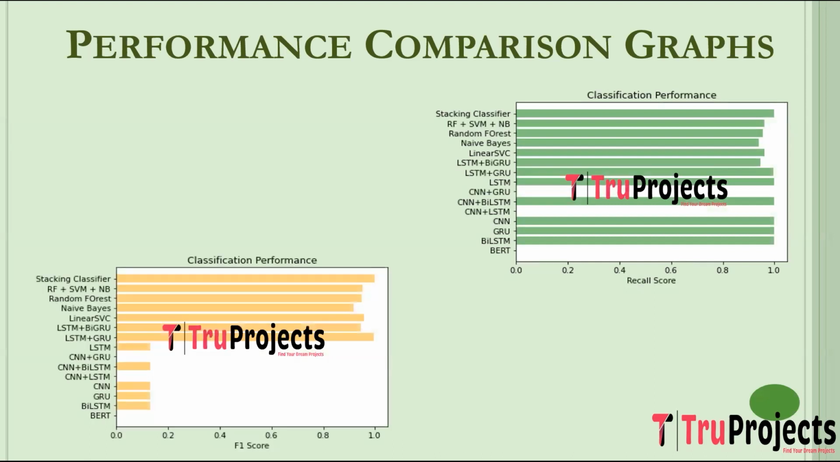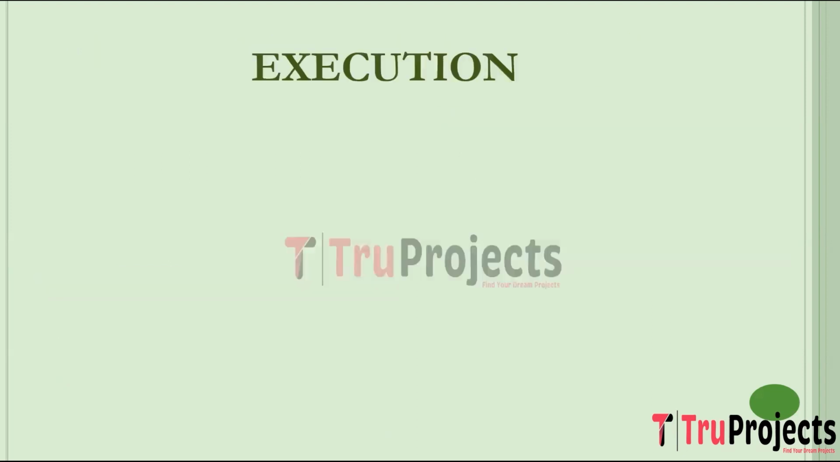This is the F1 score comparison graph. F1 score is the harmonic mean of precision and recall. It provides a balance between precision and recall, especially when there is an imbalance in the class distribution.